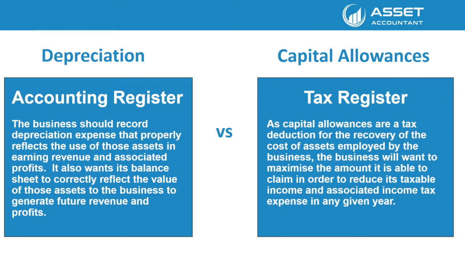Whereas for tax purposes, tax allowances are a tax deduction for the recovery of the cost of assets employed by the business. The business will want to maximise the amount it is able to claim in order to reduce its taxable income and associated income tax in any given year. AssetAccountant allows us to maintain separate accounting and tax depreciation registers so that we can make sure we are maximising the taxable deductions for a client, whilst at the same time maximising the value on the balance sheet.